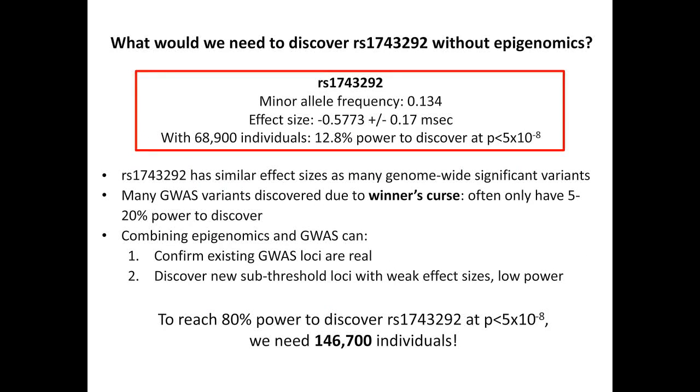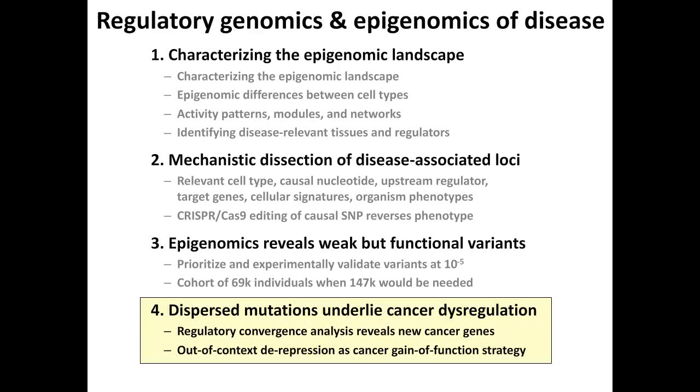In order to discover that association, we would have needed three times as many individuals as what we had now, but by actually using epigenomic information, we're able to elucidate those with only a third of the individuals, indicating the power and importance of epigenomic information for prioritizing these sub-threshold variants. The last thing we looked at is somatic mutations that are associated with cancer gene dysregulation.